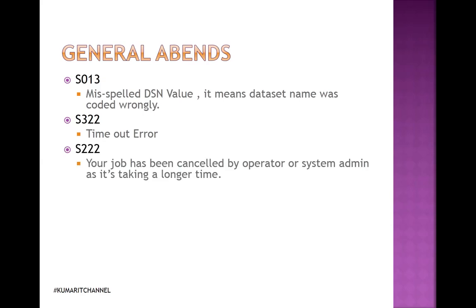Another one that you come across is S222. Your job has been cancelled by an operator or a system admin, since it is taking a longer time. Both are similar. In S322, the chances are it's going into an infinite loop, and there you need to look into the program. Here, maybe your input file has a large volume. If the job is running at month end, maybe you have received 10 million transactions to process, and it is taking a longer time, and we have not notified the system administrator or the operator that this job may run for a longer time.